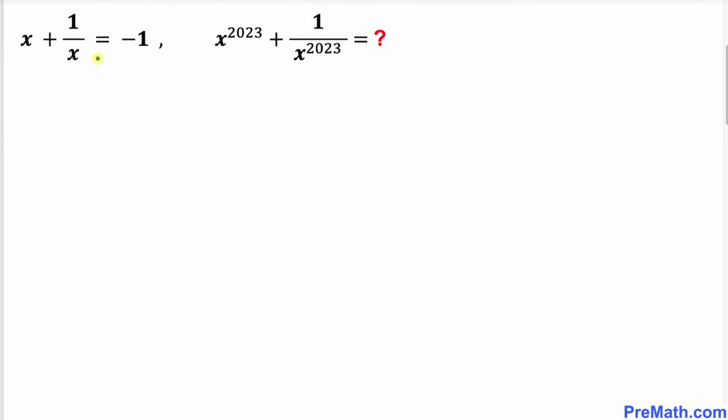x plus 1 over x equals -1, and now we are going to find the value of x to the power 2023 plus 1 over x to the power 2023.